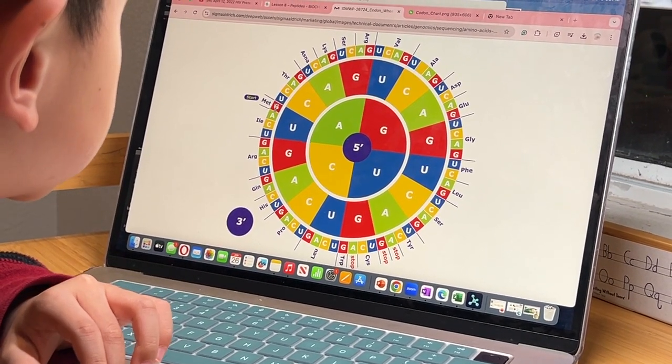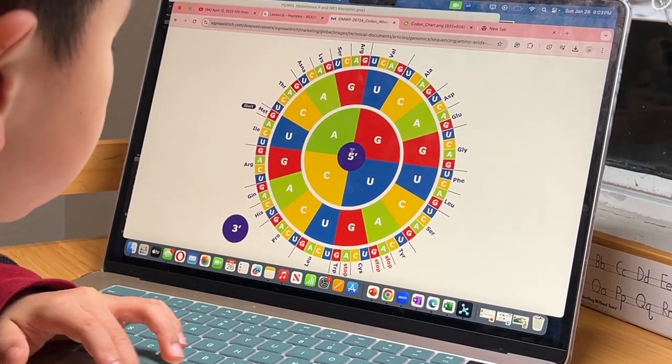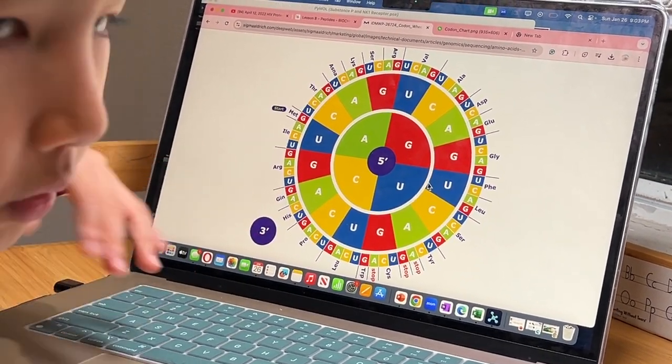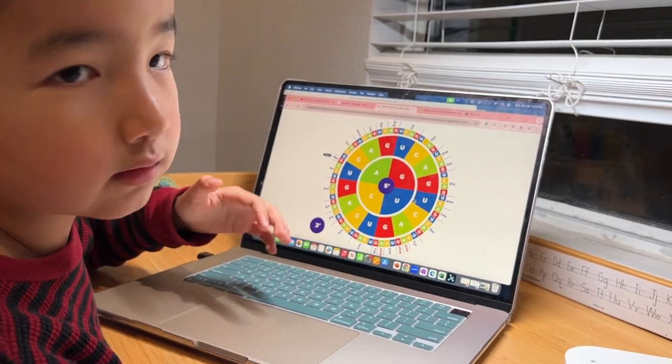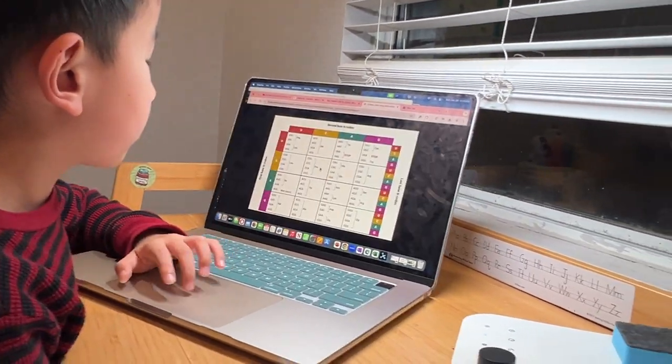So it's going to be G, and then a U, and then A. You just have to align it. This is the 5' end, the 3' end, which we'll also talk about in the DNA. This is where it gets very genetic. This is a codon here. Or you can also use a codon chart.